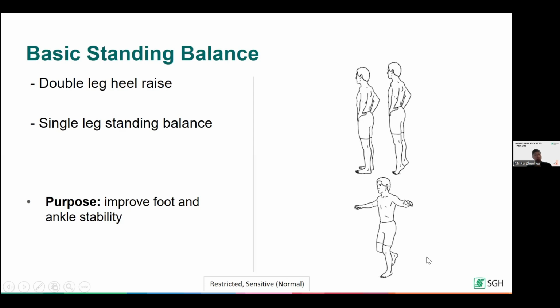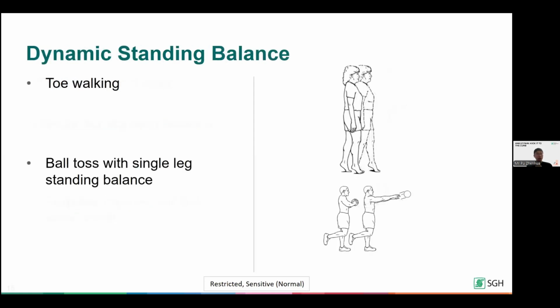If you find all these basic standing balance exercises are getting easy for yourself, then probably what we do is get a physio to guide you to go a little bit more dynamic in manner. So we can have a dynamic standing balance. For example, toe walking. You just tippy-toe walk for about 5 to 10 meters, and then repeat for about 4 to 5 rounds.